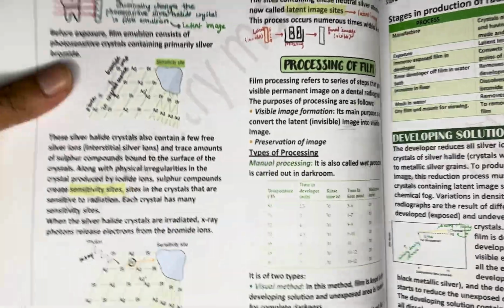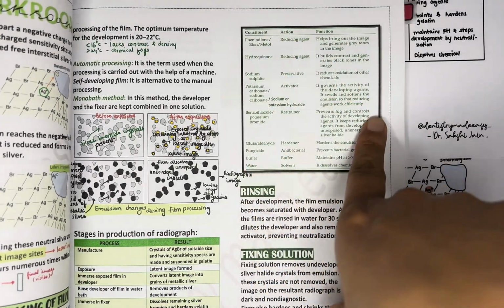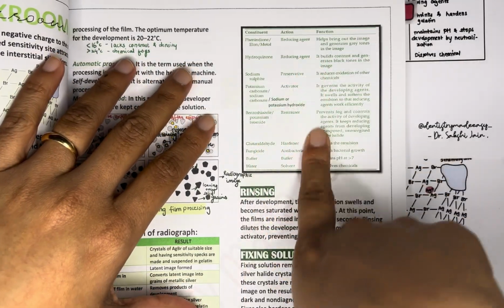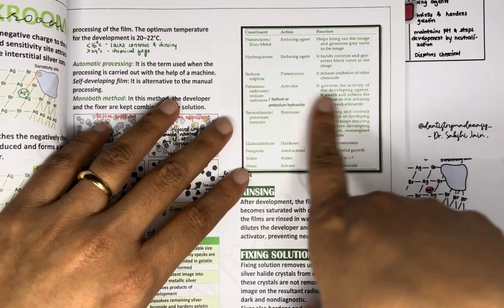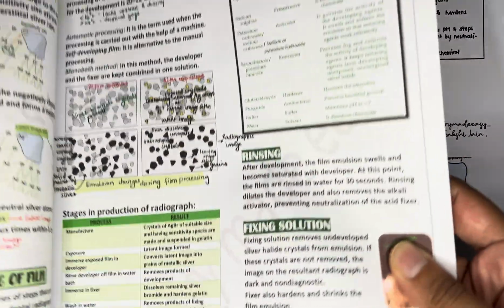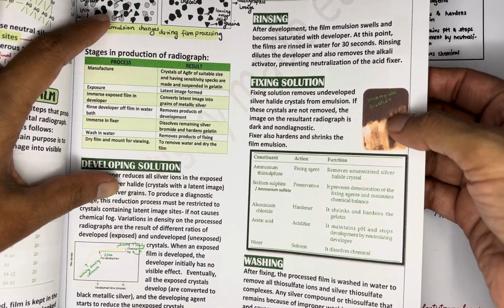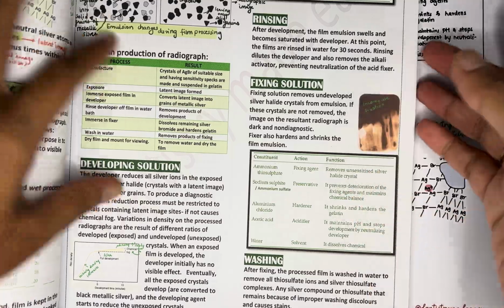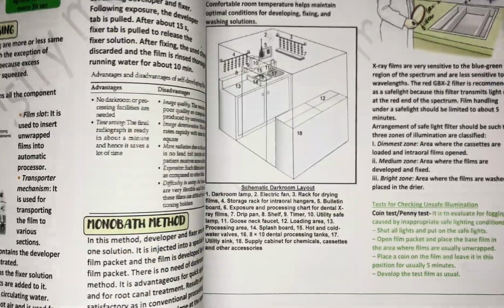Over here again, these are the stages, the diagram for it, then the developing solution. Here is the table for the constituent, the action and the function, which is explained in depth, like what exactly each particular constituent is doing. Next is the fixing solution. Over here, this is incomplete fixation, due to which you can see the stains. The next part we are going to discuss for processing will be the procedures. So this is how it looks like.